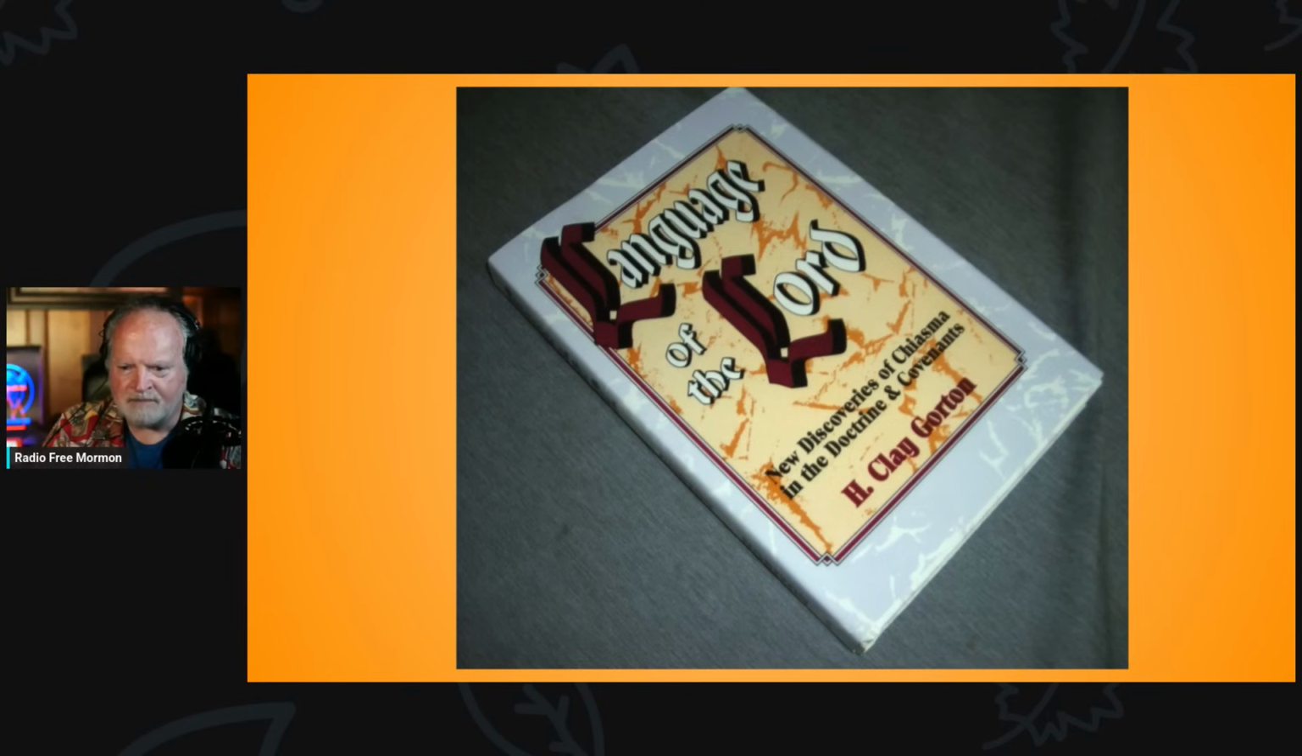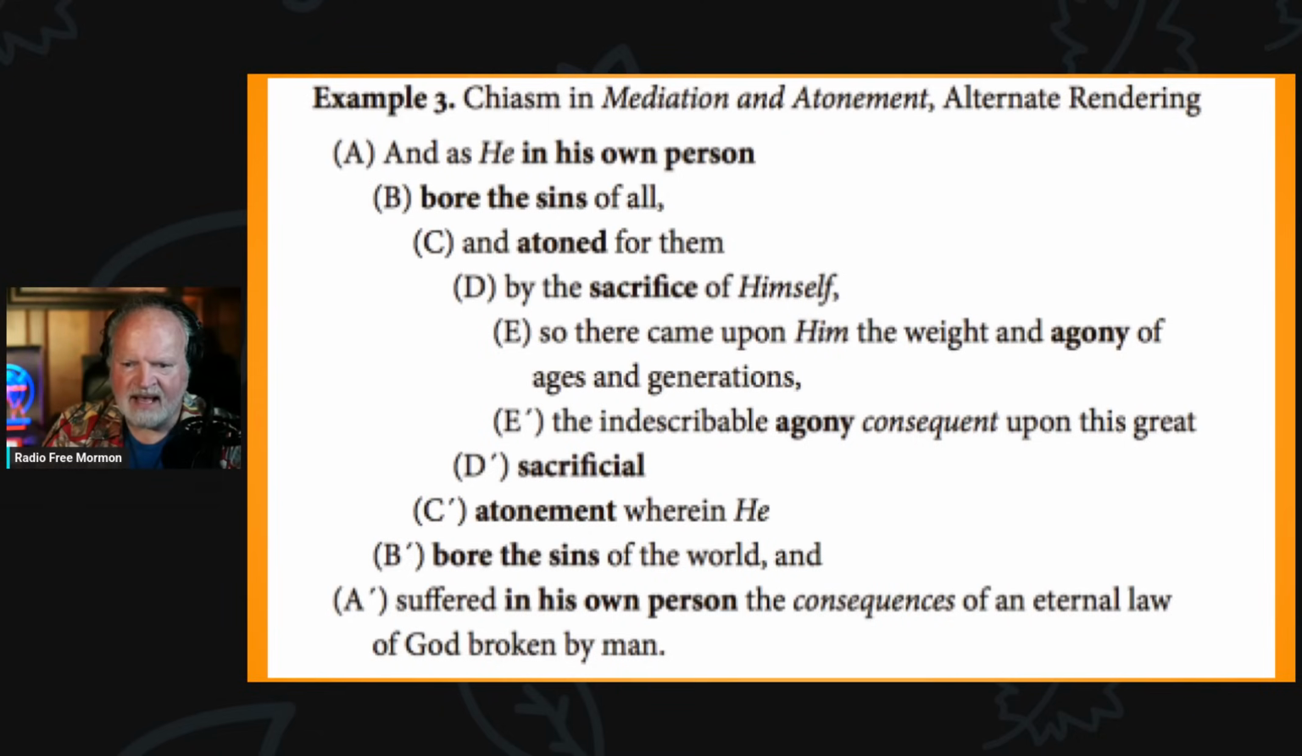The other one was this, because this is from John Taylor's book. He was the third president of the church. He wrote a book. It's somewhat famous. It used to be more famous than it is now. It's called Mediation and Atonement. And there was a chiasm in there. There are probably a lot of chiasms in there, but here's one, okay? This is John Taylor writing. He's not ancient. He's not a Hebrew, and yet he's writing this chiastic structure. And you can see it here.